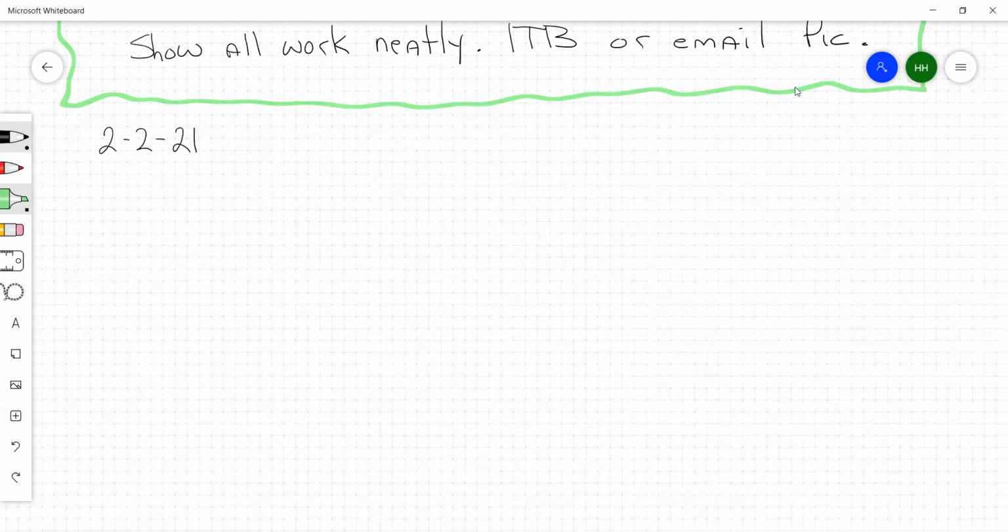All right, today we're going to talk about conditional statements. Conditional statements and some definitions.